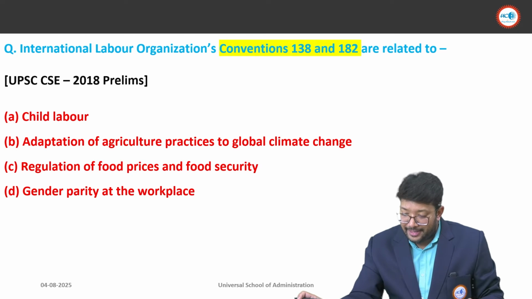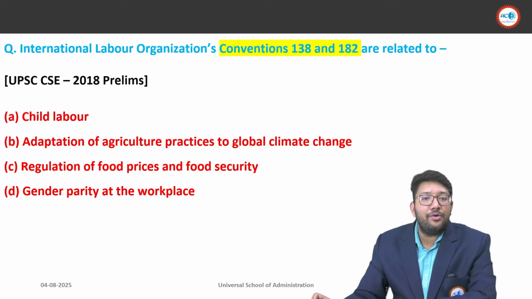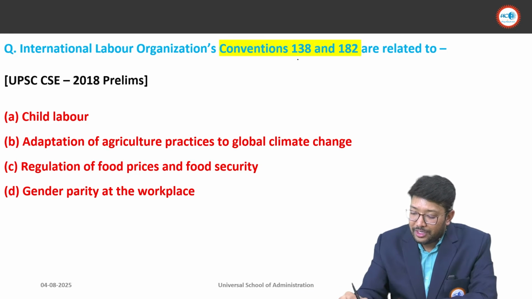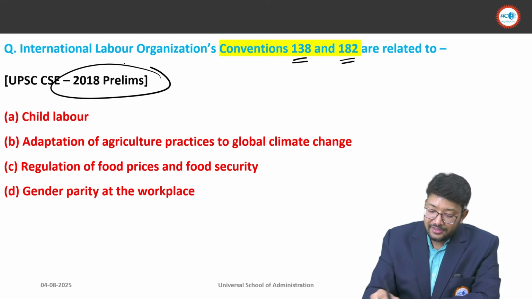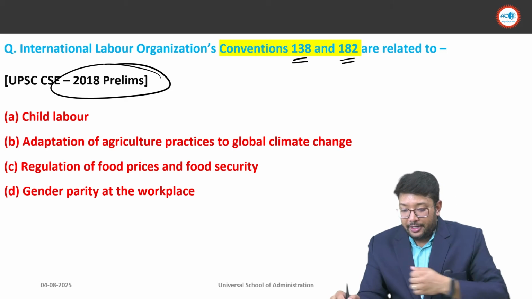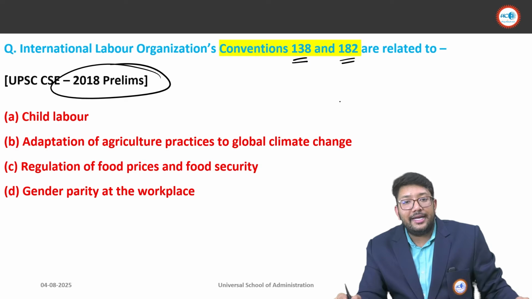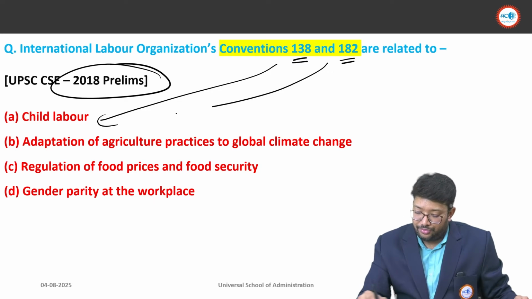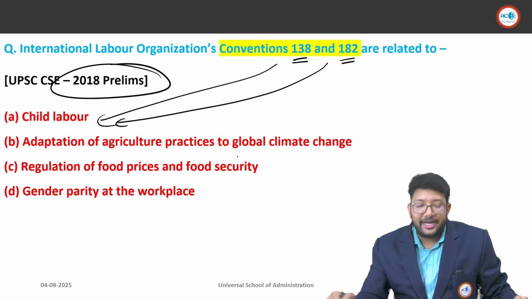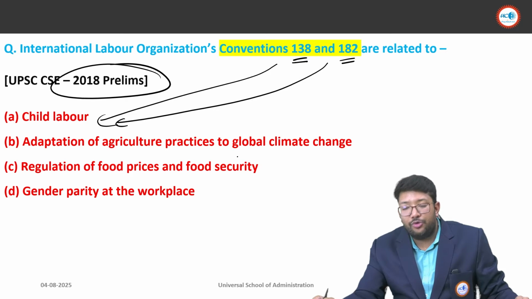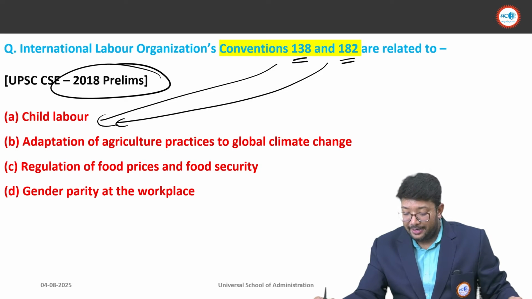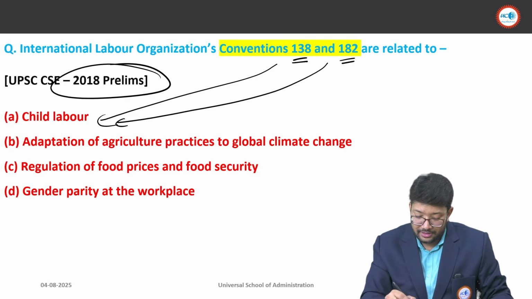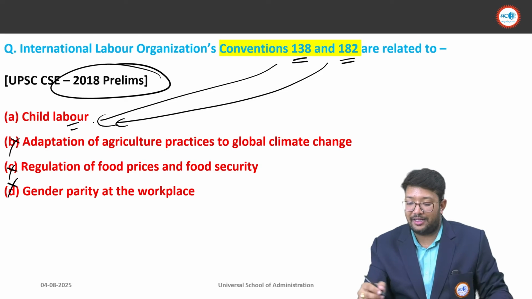Okay, fine. Next question: International Labour Organization's Conventions 138 and 182 are related to, it has been asked in the 2018 prelims. So Conventions 138 and 182 are related to child labor. Okay, you have to remember. Other options are adaptation of agricultural practices to global climate change, regulation of food prices and food security, and fourth is gender parity at the workplace. So these are the wrong answers. Child labor is the right answer.